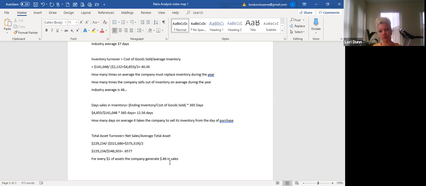Again, these are measuring liquidity, how well we can pay our current liabilities, and efficiency, how well we use our assets and manage them. Are there any questions?